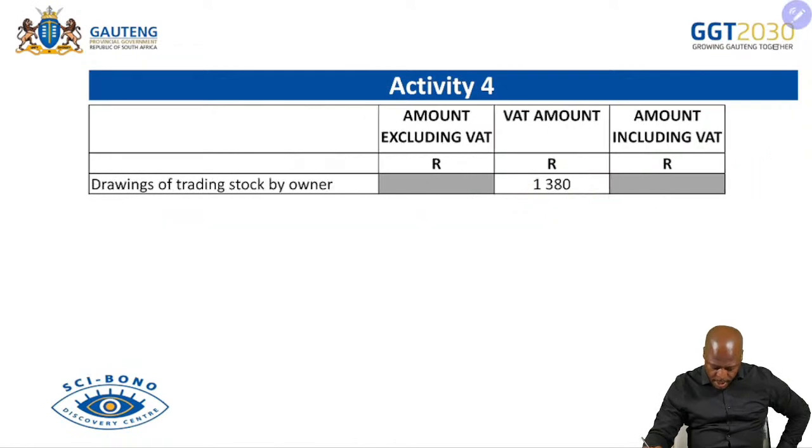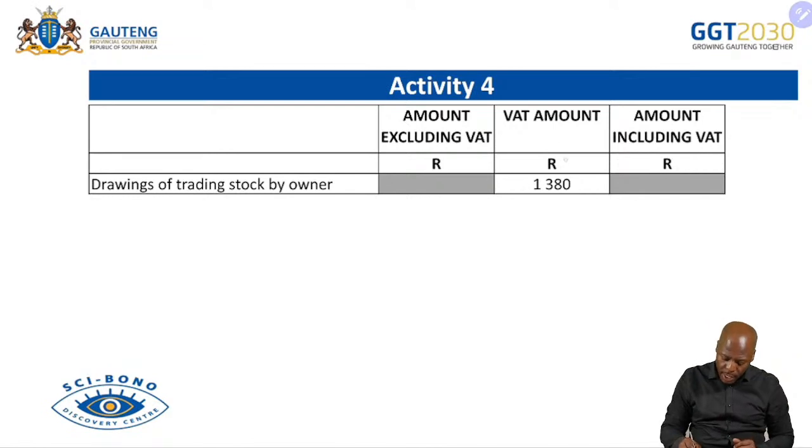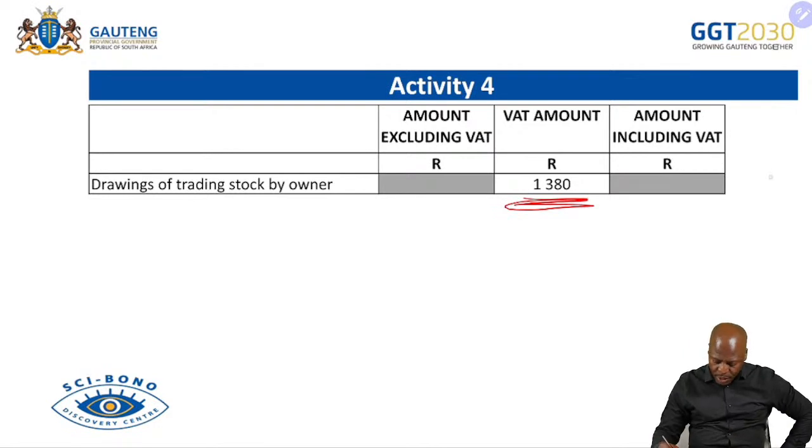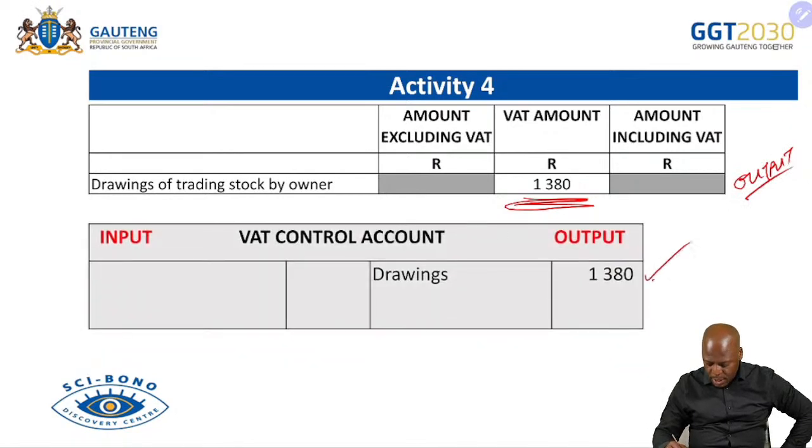And then the next one is drawings of stock by the owner. If the owner has taken goods for personal use, we just follow the goods. What direction are the goods going? Drawings. So the goods are going out. And they gave us the VAT already, so there was no need for us to calculate. And remember, this is your output. So I'm going to come here, 1,380. That is my output VAT.